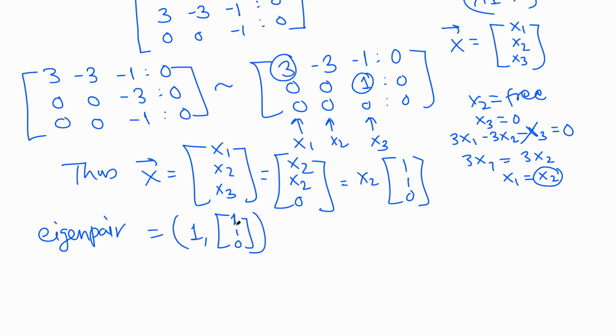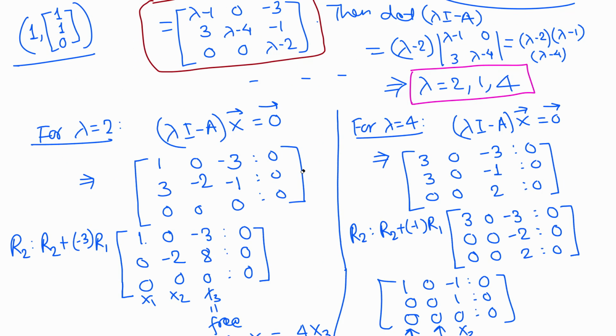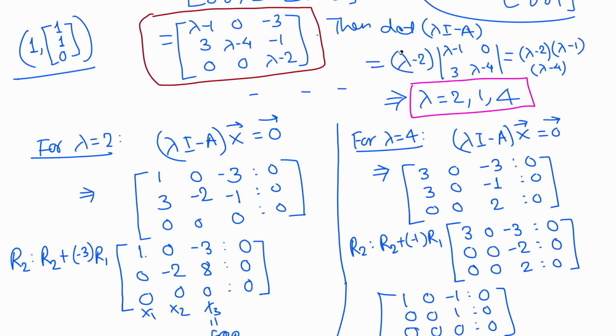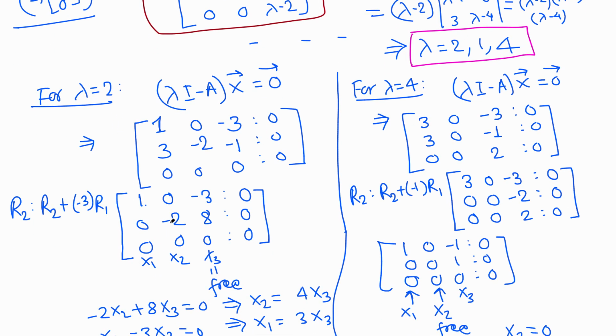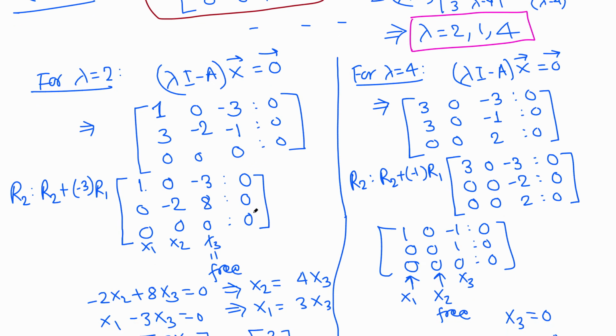Now we need to repeat this for 2 more eigenvalues. We are done for the first eigenvalue, lambda equals 1. Now let's do lambda equals 2 and lambda equals 4. So for lambda equals 2, go back to this lambda I minus A matrix and plug in lambda equals 2. When we plug in, the augmented matrix is this. Using this 1, we can make this 0. Just do the row reduction. Okay, follow this and you get this.